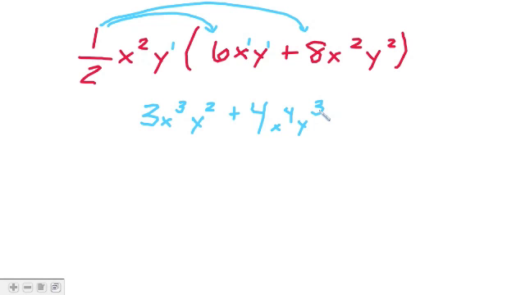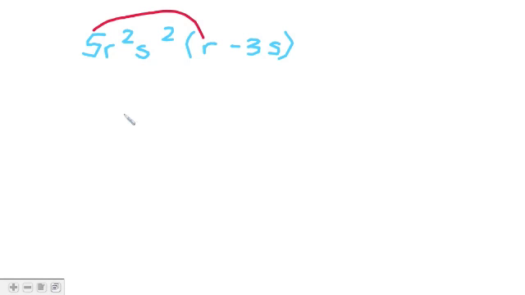Okay, now we get into ones that are a little bit more complicated. Let's look at something like this. We have 5r squared s squared times r minus 3s. Again, if you just remember the rule of distributive property, you should be fine. So let's do 5 times the r first, which is 5 times 1 gives me 5. Now I do have an r. This is r1. So what's 2 plus 1? r to the third. Does it have an s? Nope. So the s squared falls down.